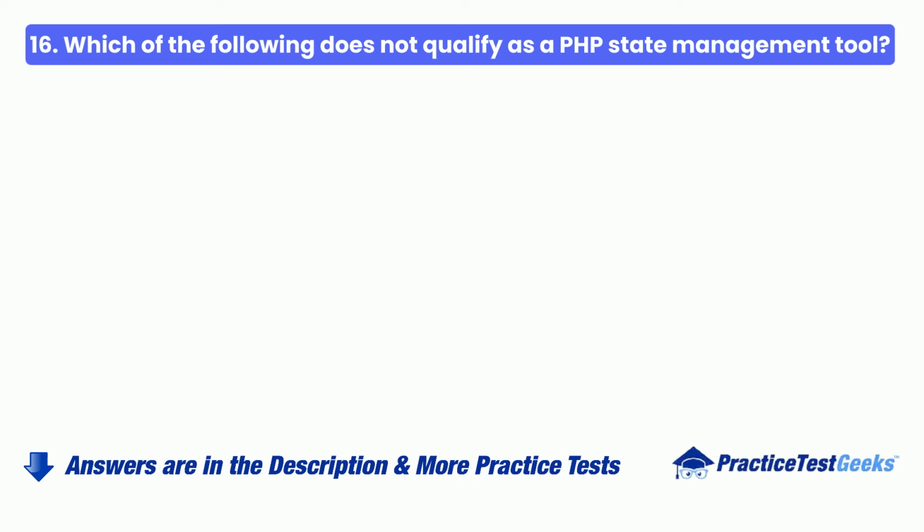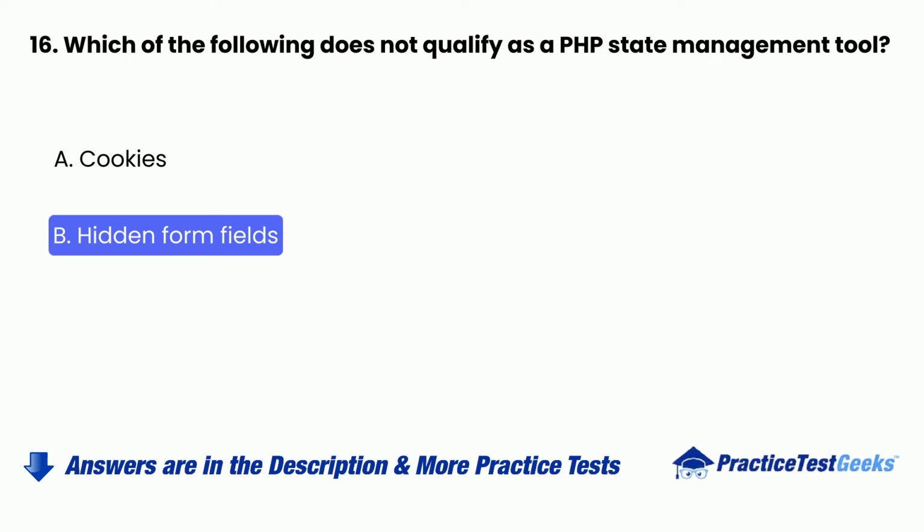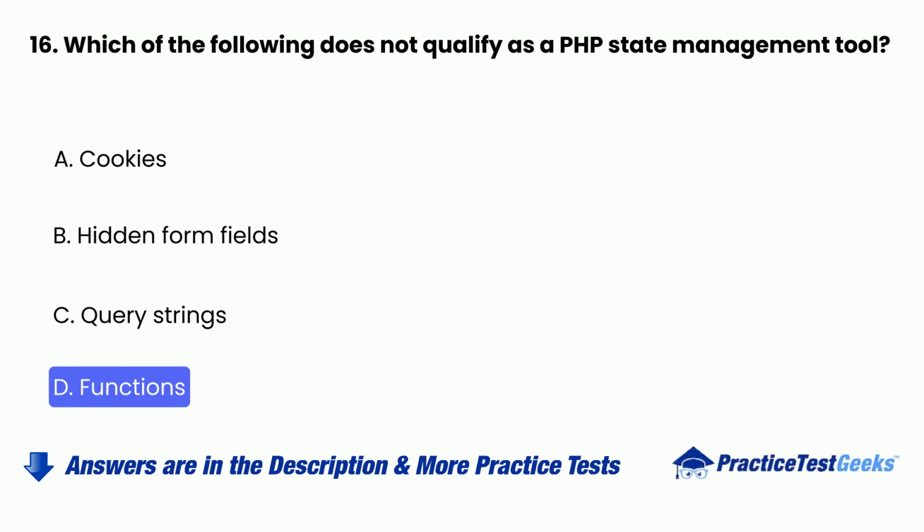16. Which of the following does not qualify as a PHP state management tool? A, cookies. B, hidden form fields. C, query strings. D, functions.